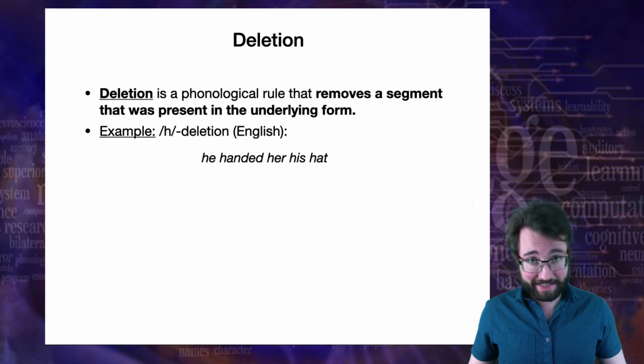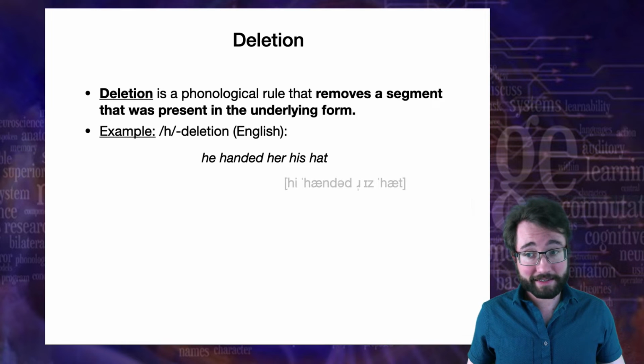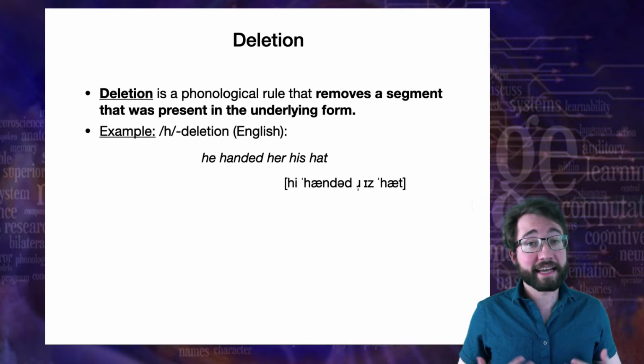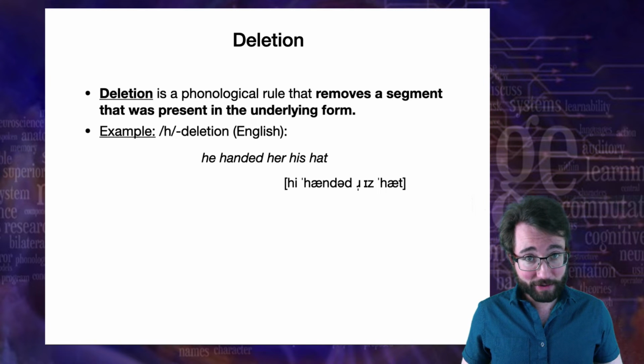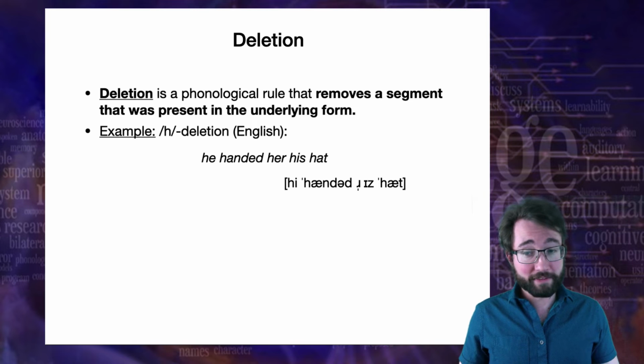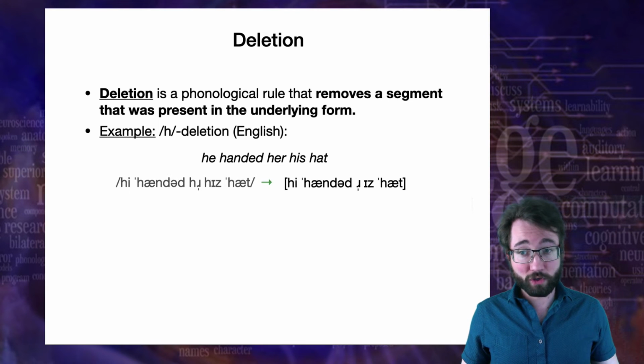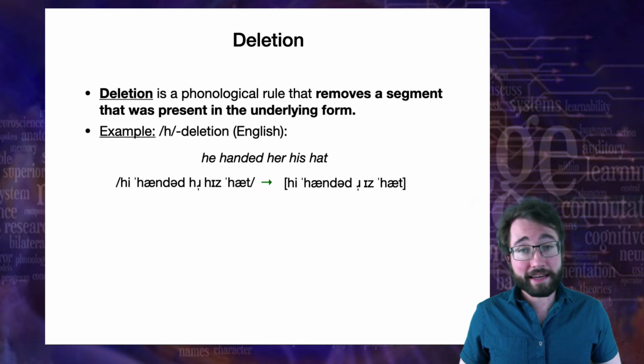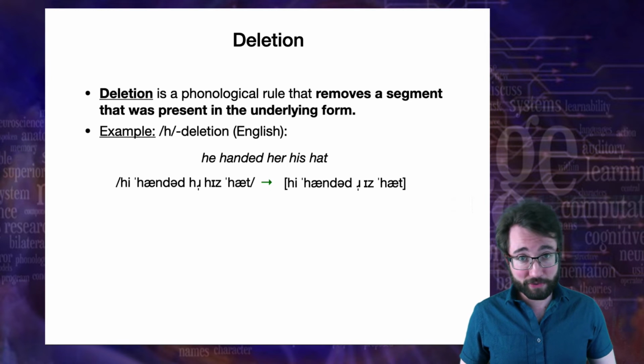So in a sentence like, "he handed her his hat," often in fast speech, what you say is, "he handed her his hat." Notice that when I say, "he handed her his hat," I've dropped two of the H sounds, which would have been there if I was speaking more slowly and carefully. So underlyingly, the phonemes are "he handed her his hat," but the sound that you actually produce is "he handed her his hat," dropping some of the H's.